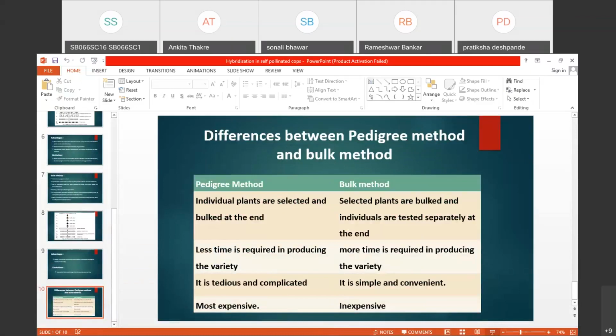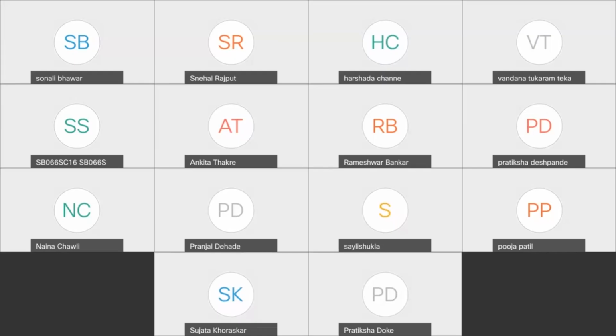Two methods remain. The third one is the backcross method and the fourth one is the multiple or composite cross. We will discuss the backcross method and the multiple or composite cross in tomorrow's lecture.